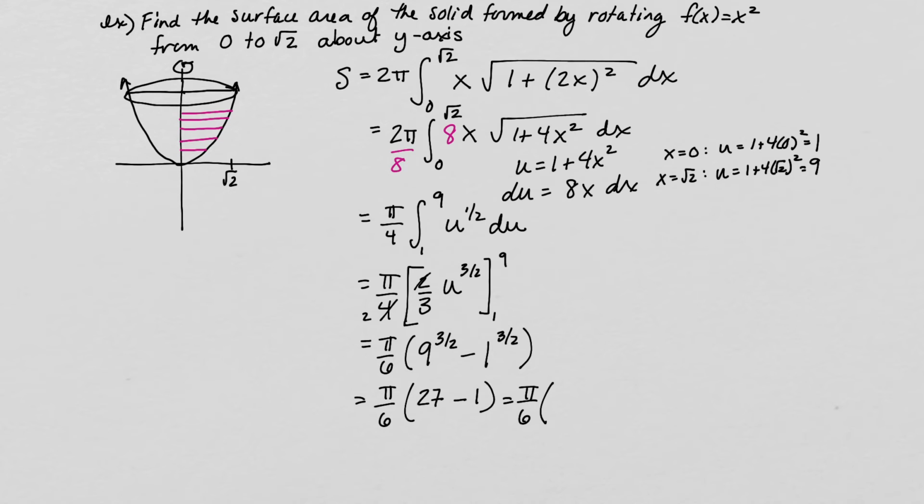times 26. Right, and I could cancel some of those. So 2 goes into 6 3 times. 2 goes into 26 13 times. So 13 pi over 3.